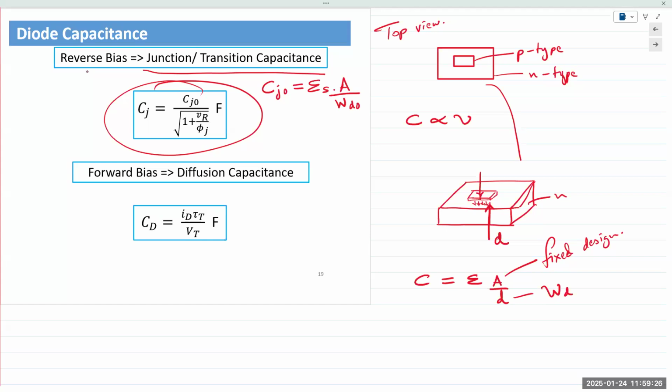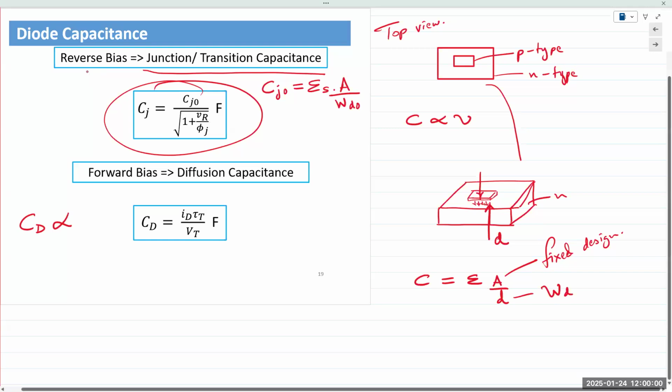Just a few seconds left, so I'm going to rush through this. In the forward bias too, we have a capacitance, and that capacitance is known as the diffusion capacitance. So the capacitance in the forward bias occurs due to, again, charges that are stored in the space charge region, right around the edges, right around the boundary. It's a result of the stored charges at the boundary, but it is directly proportional to the current. So CD, the diffusion capacitance, is proportional to the diode current ID.